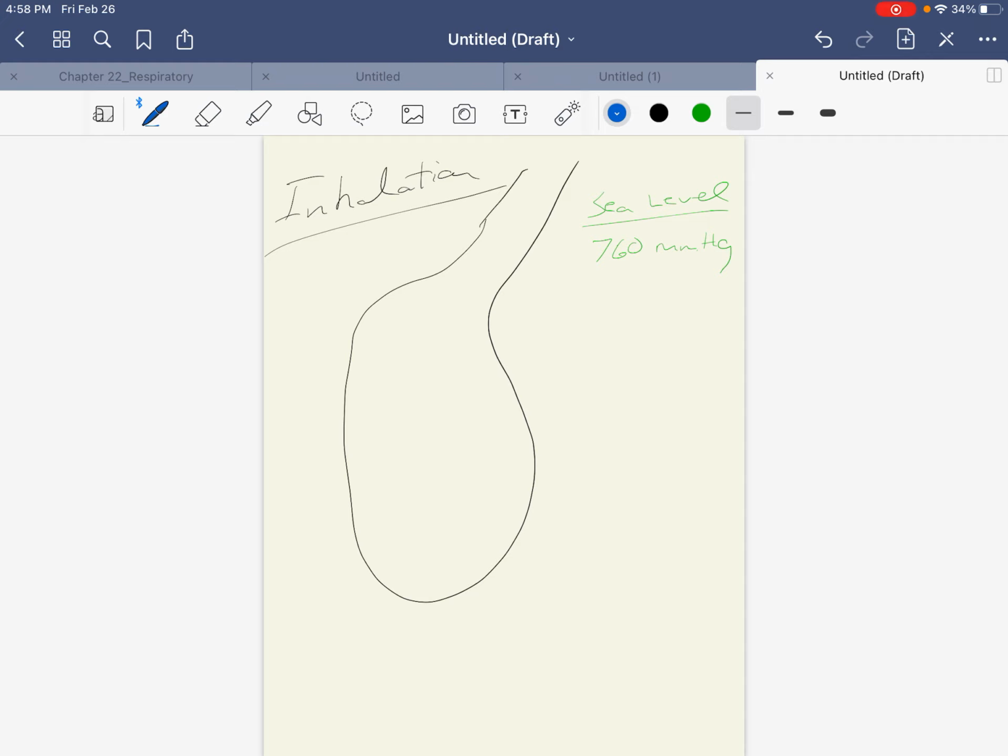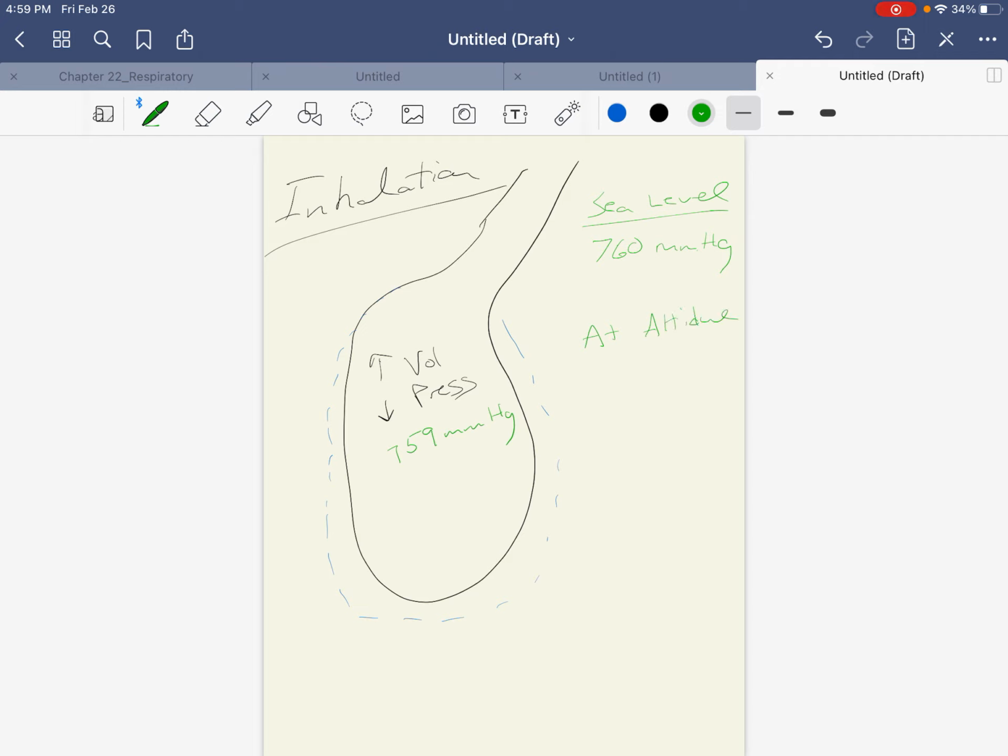So during inhalation, we have to contract respiratory muscles to increase our lung volume, which decreases the pressure. During inhalation, we contract respiratory muscles to increase the lung volume, which decreases the pressure. And at sea level, we only have to drop the pressure inside the lungs to 759. But what happens when we're at altitude?